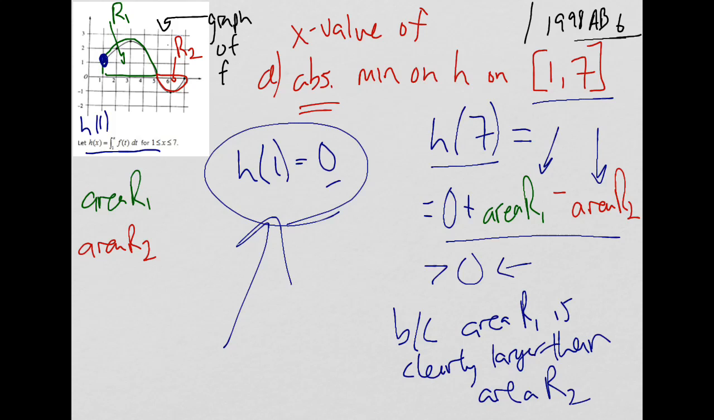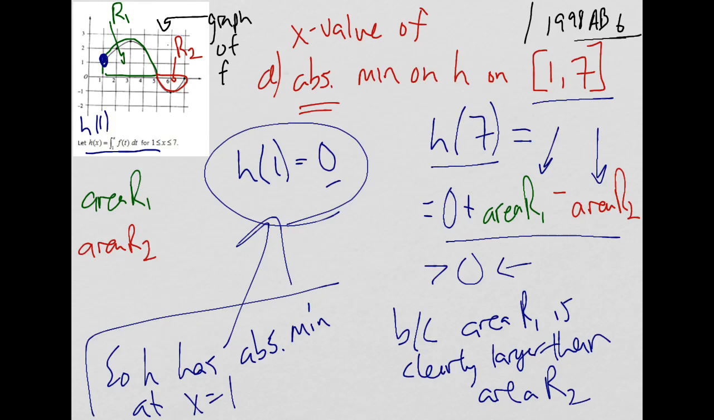So I say h has absolute min at x equal to 1. I think the key takeaway from this one is just that when we're looking for absolute mins and maxes on a closed interval, as opposed to an open one, I have to include the endpoints.